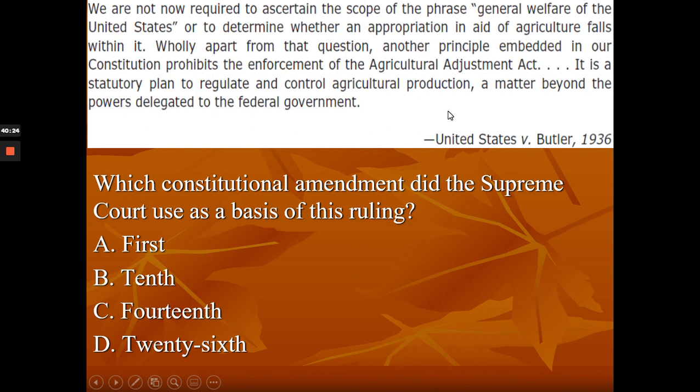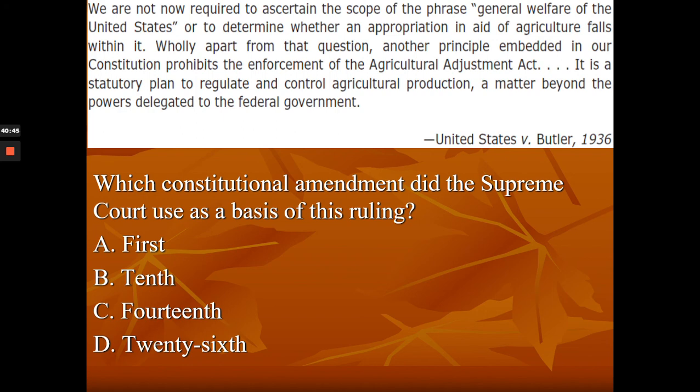to the federal government." So basically, Franklin Roosevelt had something called the Agricultural Adjustment Act, which required farmers to stop growing certain crops so the prices would go up. And the Supreme Court said, no, no, no, no, Mr. President, you can't do that. And that's when he started doing the court packing thing.